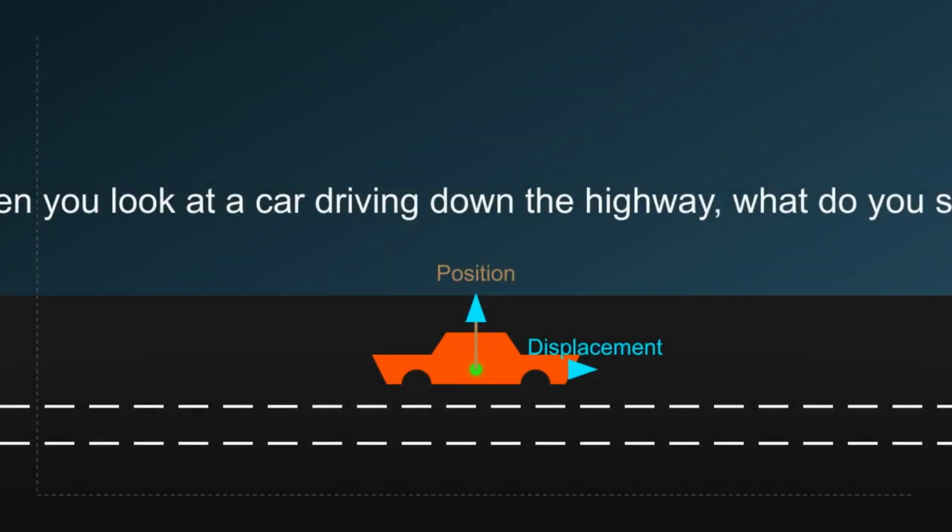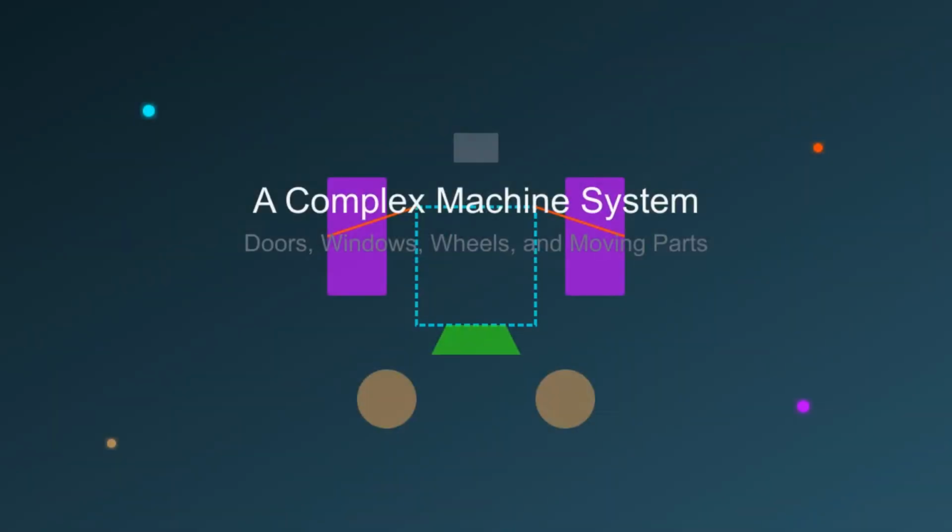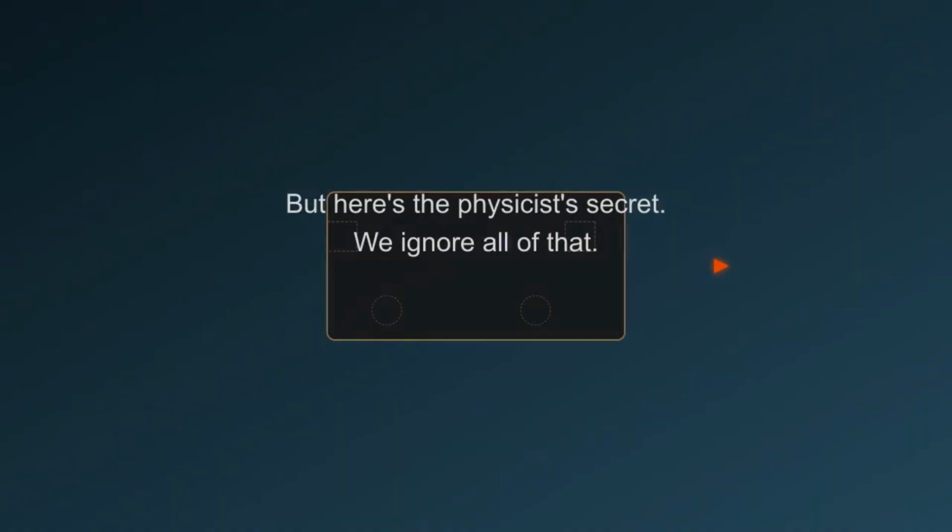When you look at a car driving down the highway, what do you see? A complex machine with doors, windows, wheels, and countless moving parts. But here's the physicist's secret. We ignore all of that.